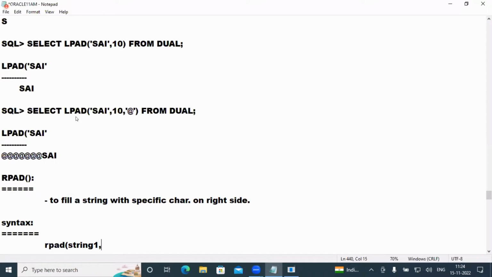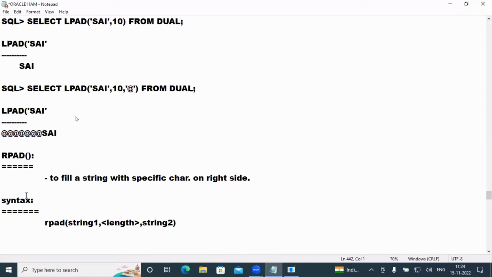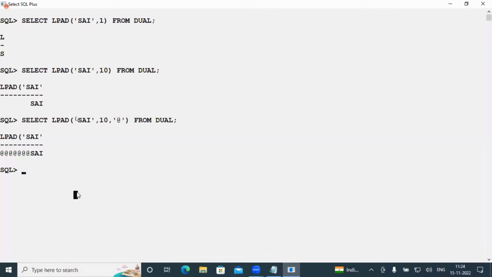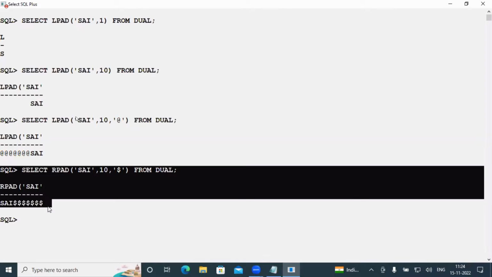String number one, then I give some length, and after that I pass string number two. So in the same way, select RPAD, giving Sai, the same length 10. Suppose I use a dollar symbol. Then the dollar symbol will be added 7 times to the given expression on the right side. So this is LPAD and RPAD.